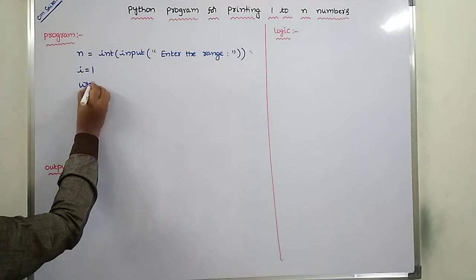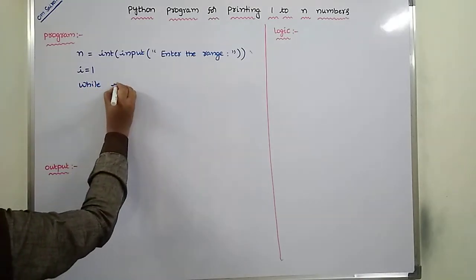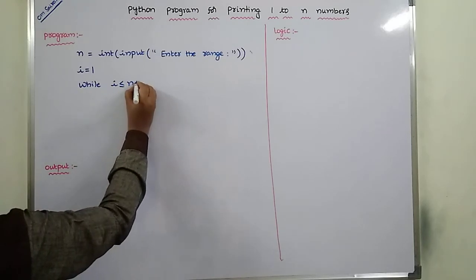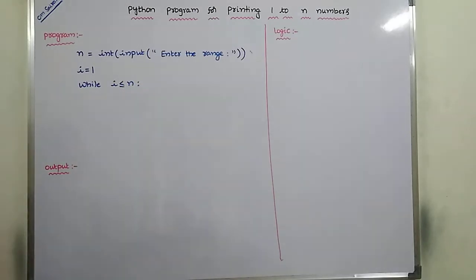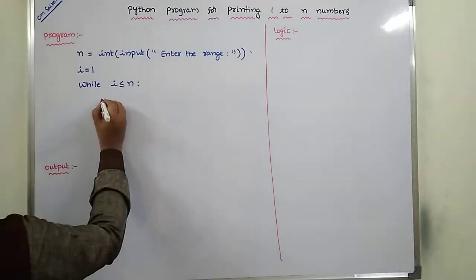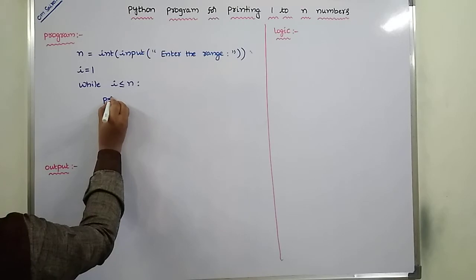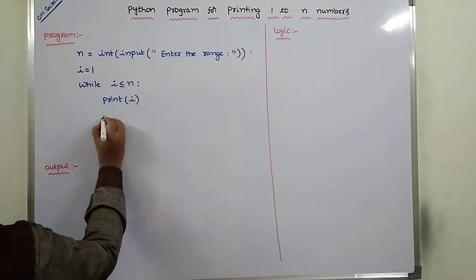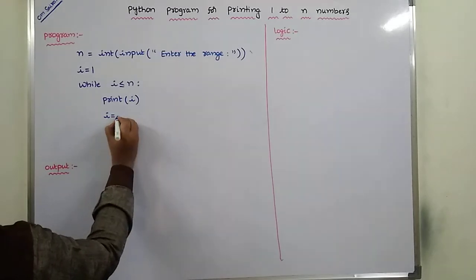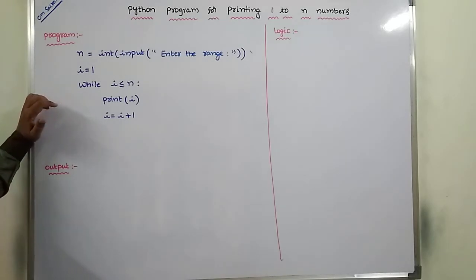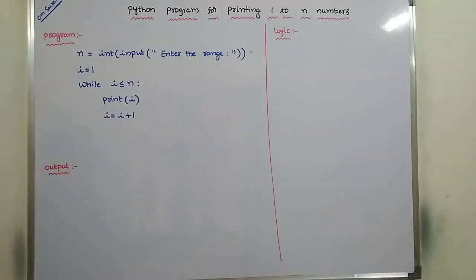While i less than or equal to n colon. Next, I am writing one tab space. Print i. Next, i is equal to i plus 1. So this is our program. Okay, now we go for logic.